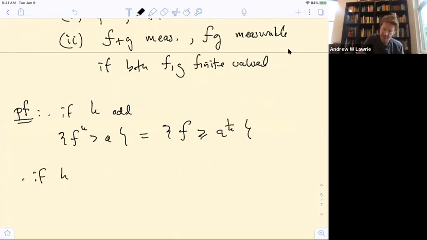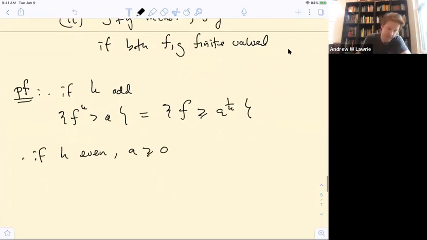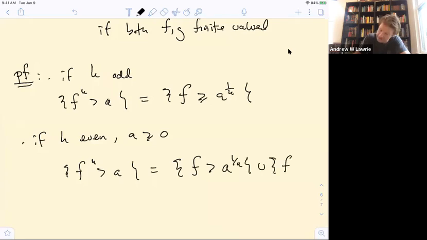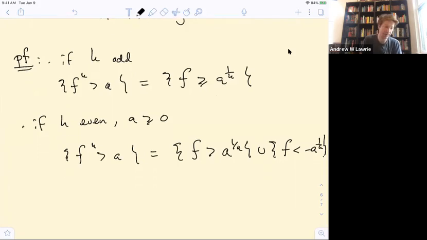If k is even and a is bigger than 0, then the set where f to the k is bigger than a is equal to the set where f is bigger than a to the 1 over k, union the set where f is less than negative a to the 1 over k. It was a union of two measurable sets, so it's measurable.